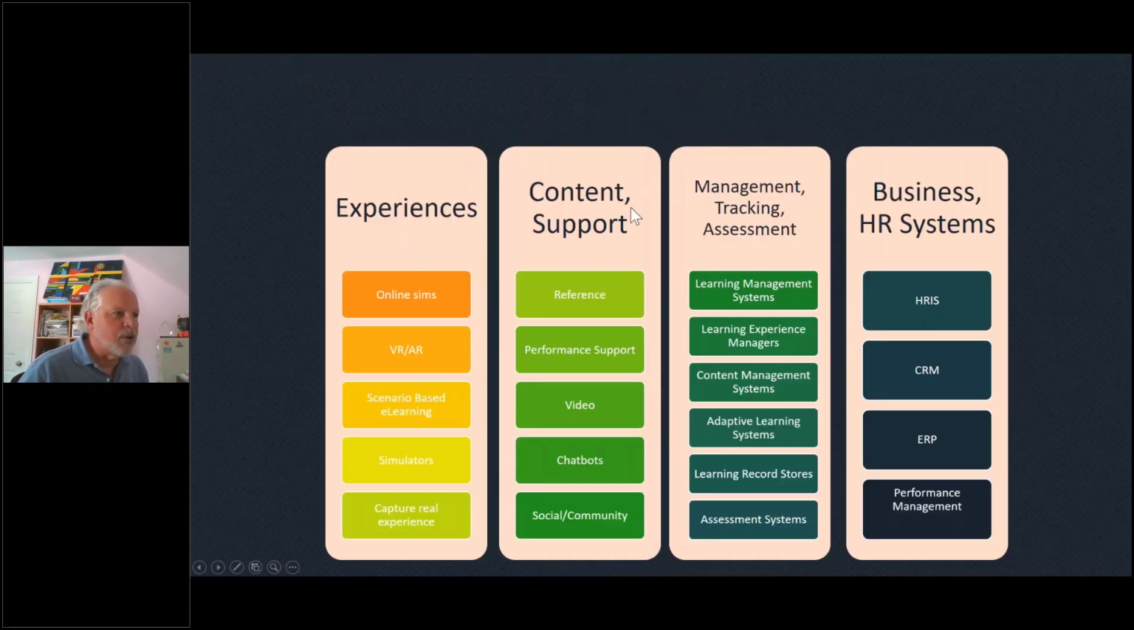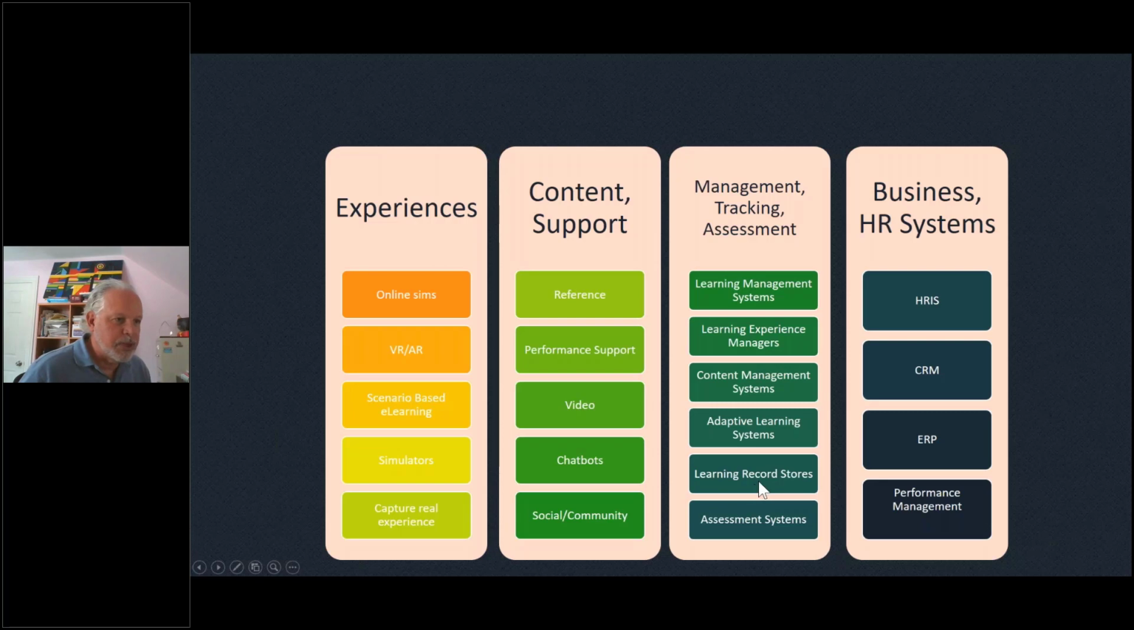Okay, so you can look at how to organize technology again, and we have workshops on this and learning ecosystems. But technology for having those experiences: simulations, virtual reality, augmented, scenario-based learning, simulators, and the content support, reference, and performance support systems, and chatbot, and tracking and management, which is critical. Learning management systems, and what Trek is, which is kind of a new category, learning experience managers, content management, adaptive learning, all these learning record stores.